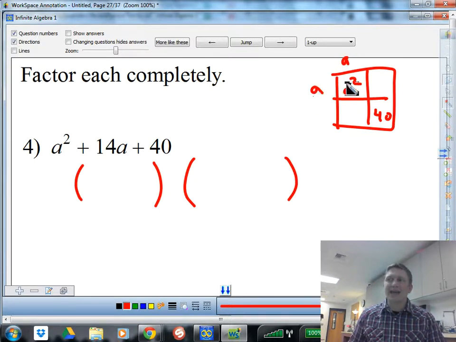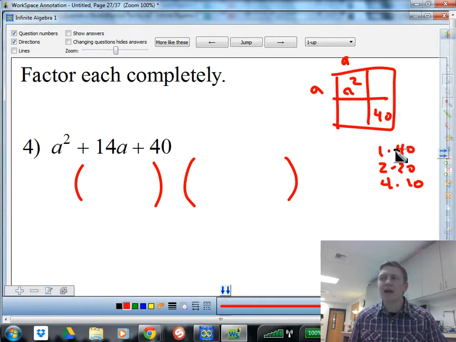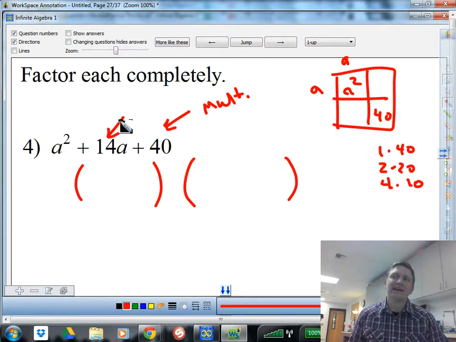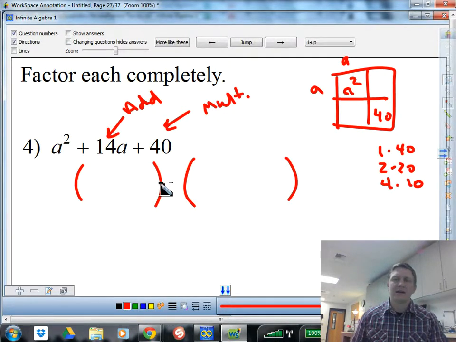A times a gives you a squared. Well, what times what gives you 40? Well, we got 1 times 40. We've got 2 times 20. We've got 3. No. What about 4 times 10? We could think about all the options. And then we ask ourselves 2 things: that multiply to give you that and add to give you that. Okay.